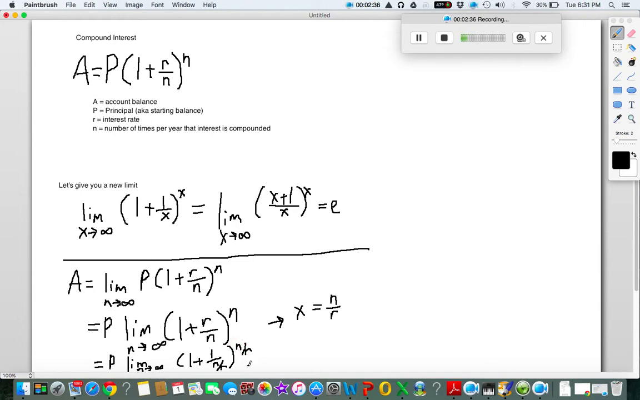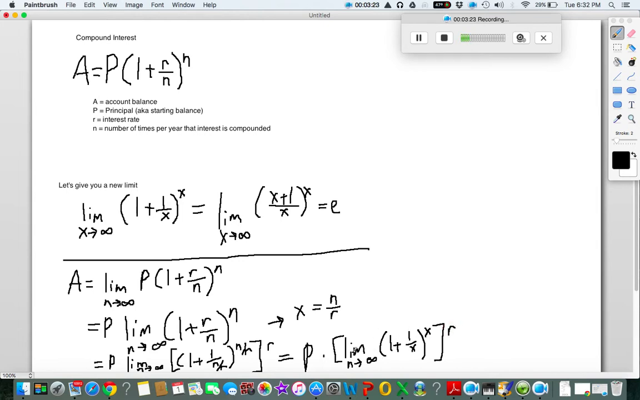Now notice we do have this extra r term here, so to be legal about this, we're going to multiply everything to this r power. So these will technically cancel and go back to this power of n that we see here. Now we can write this in terms of our limit as the principal times the limit as n approaches infinity of 1 plus, I'm going to go ahead and call this x, 1 over x, all to the x power, all raised to the r power.